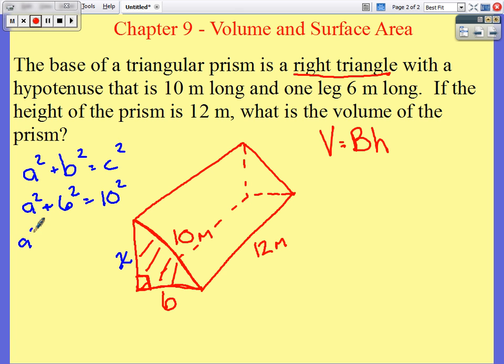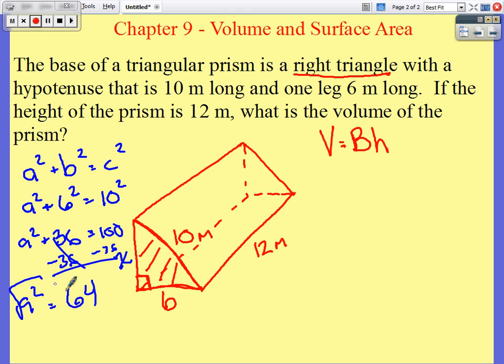We have a squared plus 36 equals 100. I just squared these two numbers. I'm going to subtract 36 from both sides. I will have a squared is equal to 64. Let's find the square root of both of those. A is equal to 8, and it's going to be 8 meters.